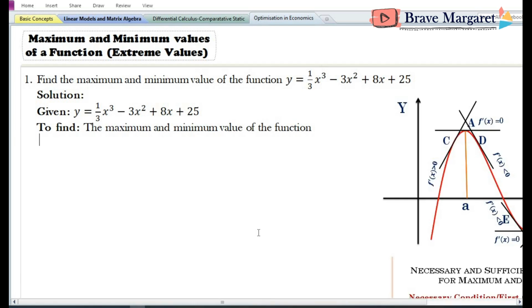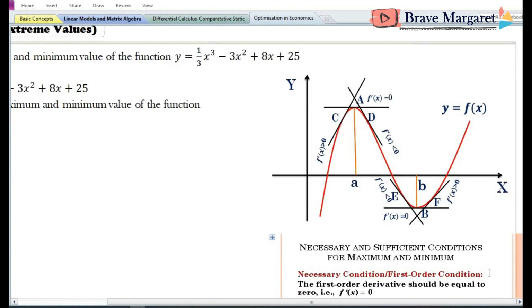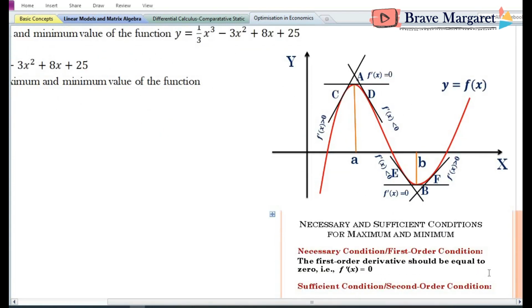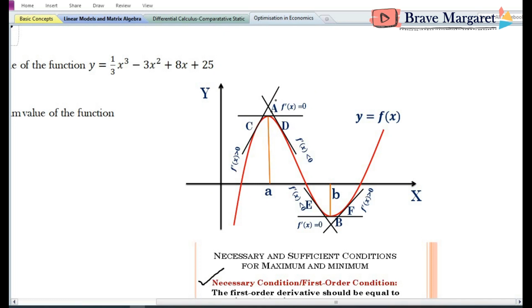Before proceeding further, let us again look at the two conditions that are required for the existence of a maximum and minimum values of a function. The first condition is also known as the necessary condition or first order condition, which requires that the first order derivative should be equal to 0. That is, f prime x or dy by dx should be equal to 0. The first order condition ensures that at the point of maximum or at the point of minimum, the slope of the function should be equal to 0.